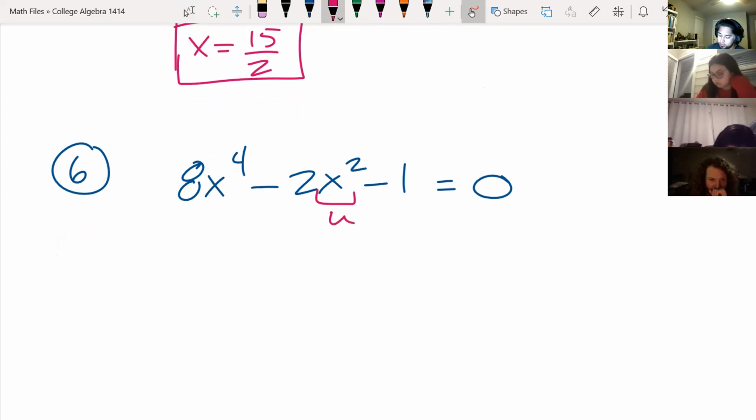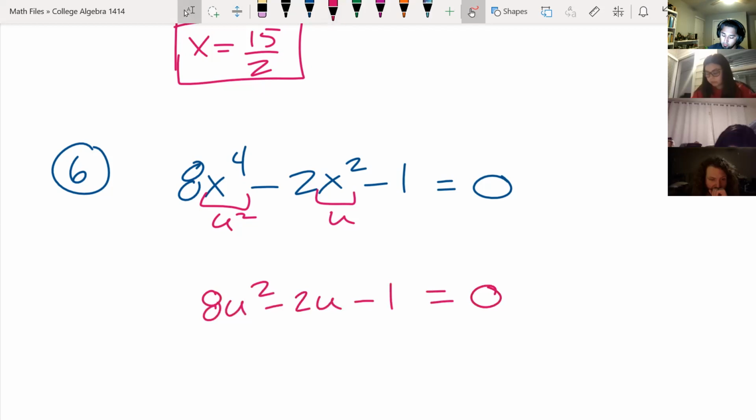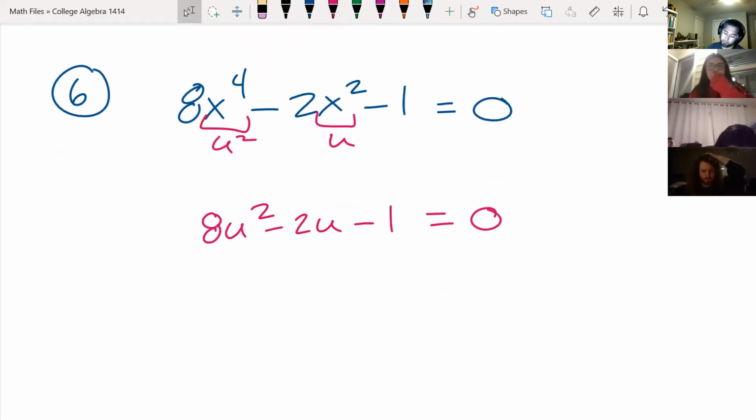So u would take care of that term and u squared would take care of that term. So what we would end up with is 8u squared minus 2u minus 1 equal to 0. All right. And I don't know if this is factorable, right? Or maybe it is. Let's see. If I did the factors of 8, maybe, let's see.